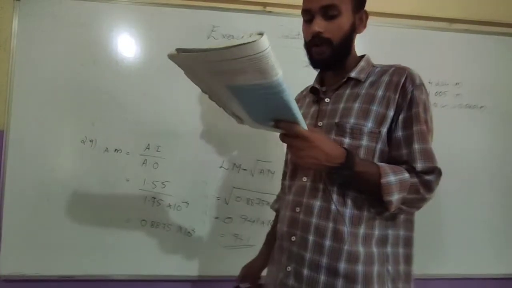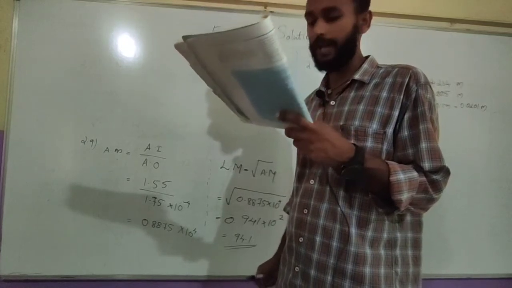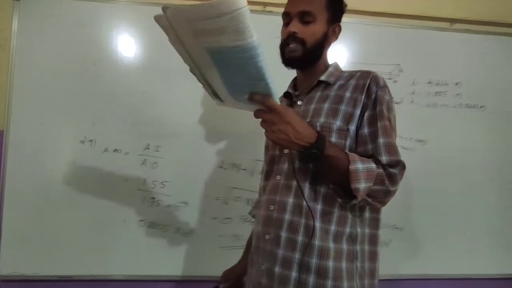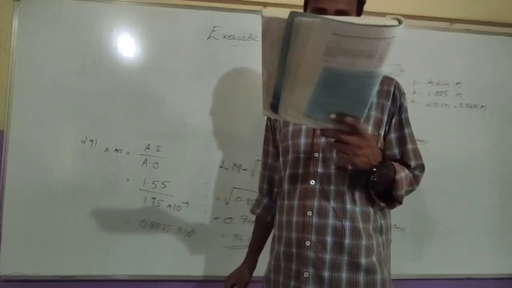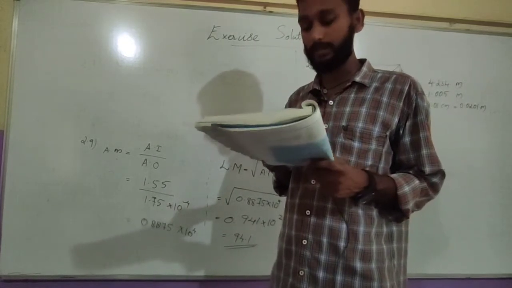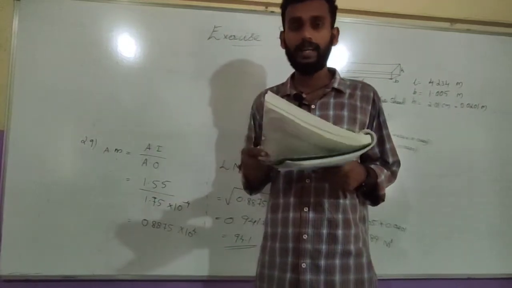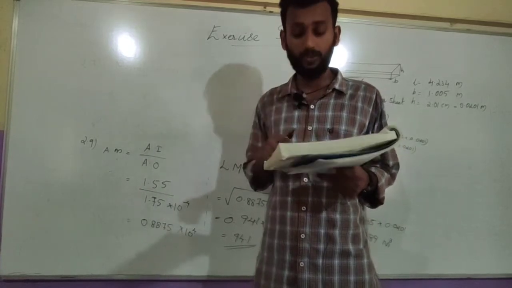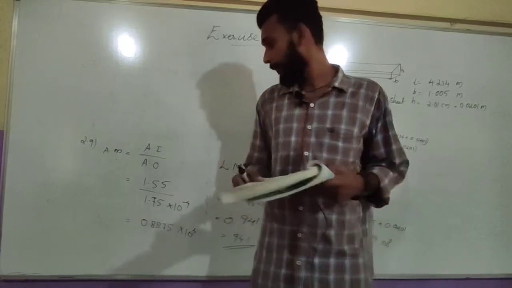The photograph of a house occupies an area of 1.75 centimeter square on a 35 mm slide. The slide is projected on a screen and the area of the house on the screen is 1.55 meter square. What is the linear magnification of the projector screen arrangement? Actually, here the values are given as areas. The first one is 1.75 centimeter square and the area obtained on the screen is 1.55 meter square. So one is in centimeter square and another is meter square. First of all you have to convert the centimeter square into meter square.